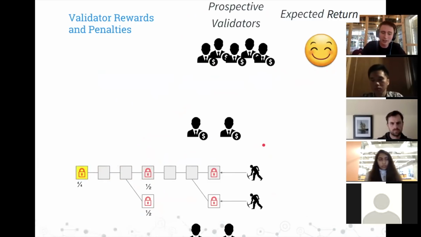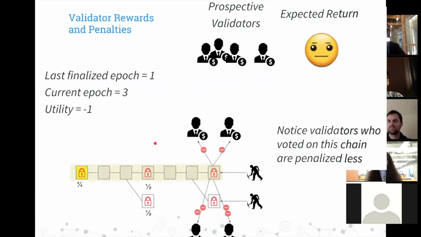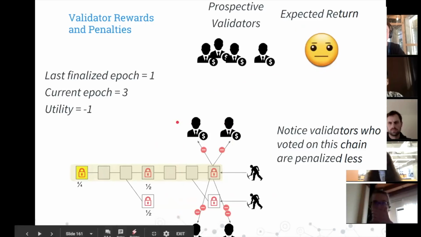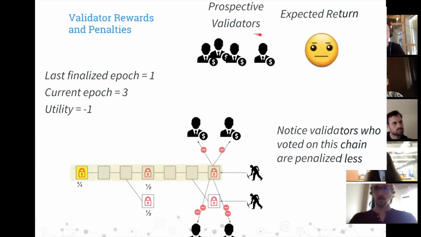But if the chain continues and we get a fork, then the actual expected return, because we're penalizing everybody, the expected return is going down, right? Which means that there are fewer and fewer validators that want to actually join. And so like what Phil was saying earlier, couldn't you have a small enough group that causing a safety failure would not be too expensive and isn't that scary? Well, yeah, this is super scary.